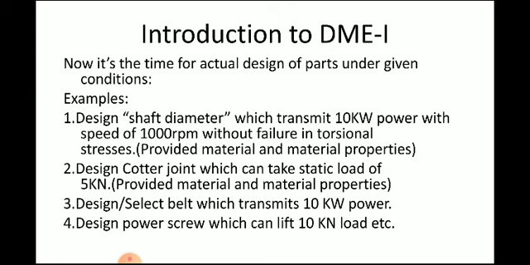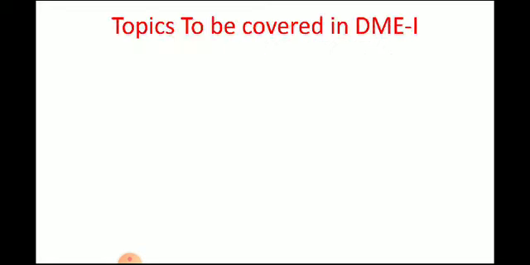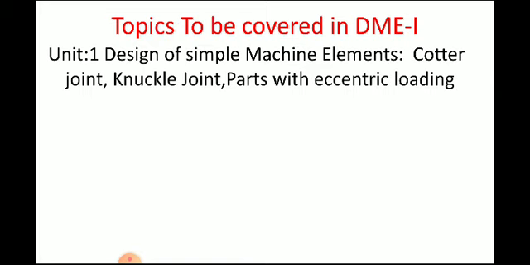Now we'll go through which topics we have to study in the subject DME I. So, topics to be covered in DME I. The first topic is design of simple machine elements. Which are the simple machine elements that we have to design? Quarter joint, knuckle joint, and parts with eccentric loading. What the quarter joint and knuckle joint are, and where they are used, we'll see while covering the actual first unit.